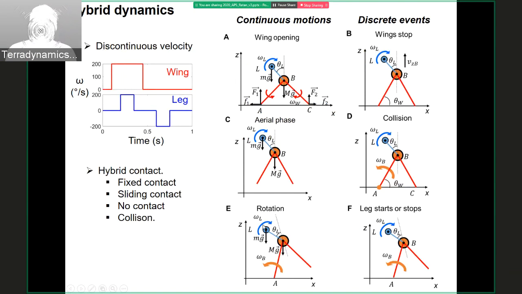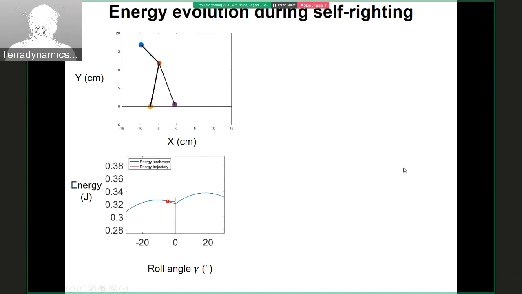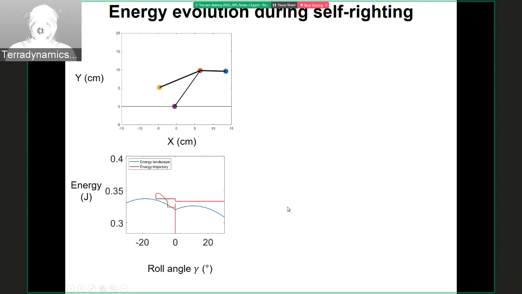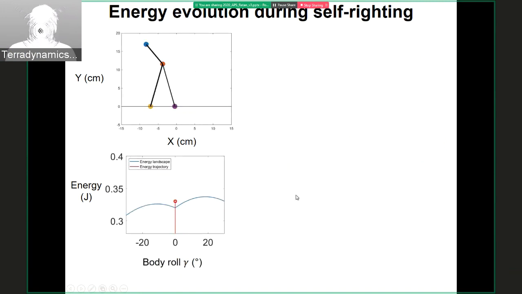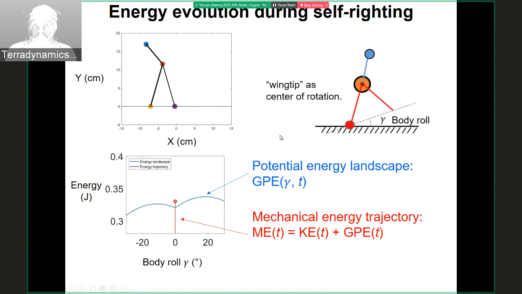So we solved the dynamics for one example, and we actually have done it for all possible situations. With the solved dynamics, we can model the evolution of the system over time, as visualized in the top video. The bottom video is the evolution of the corresponding energy. The red dot shows the mechanical energy trajectory of the robot. The blue curve is its potential energy landscape, as a function of the body roll defined here.